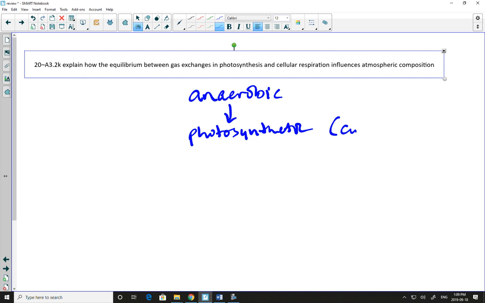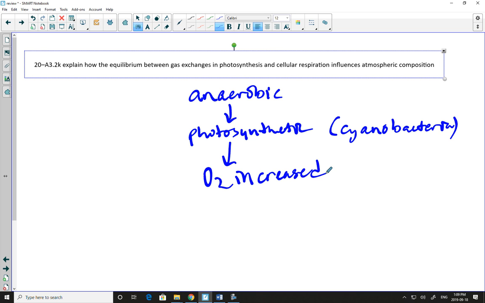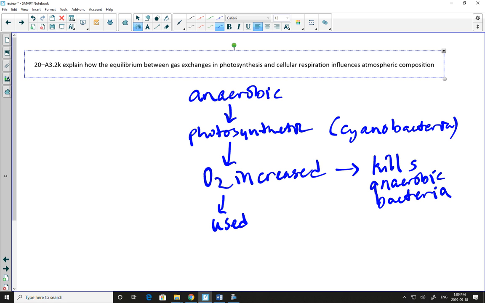Okay, photosynthetic bacteria, cyanobacteria, appeared and started photosynthesizing, increasing the amount of oxygen in the air. But of course that kills the anaerobic bacteria because oxygen is a poison to them. Also, what it did is it used up CO2, and that caused greenhouse gases to decrease.